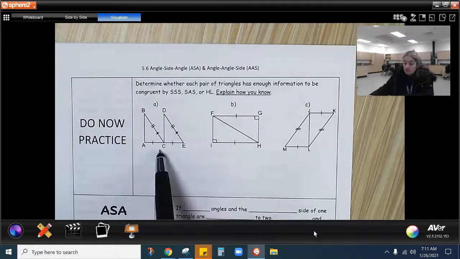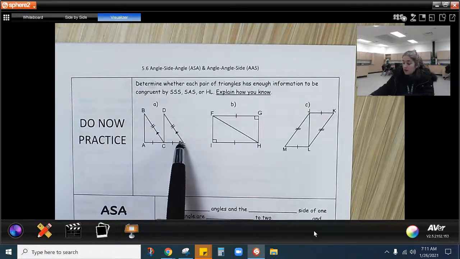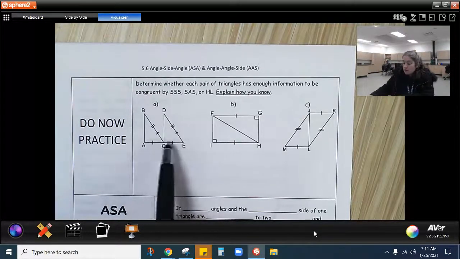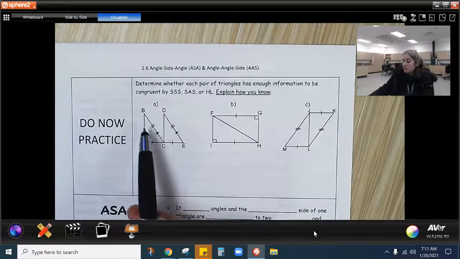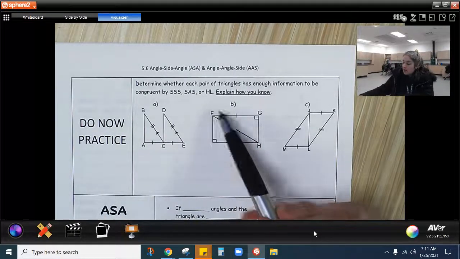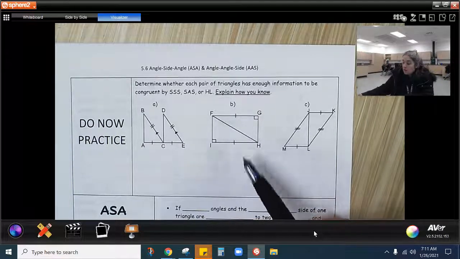For this one, now that you've had a chance to practice, you get that it is side, angle, side. You've got corresponding angles here with your parallel lines. So those correspond, therefore they're congruent, side, angle, side. For this one, you actually know a leg, and then FH is the hypotenuse. So this is by hypotenuse leg.